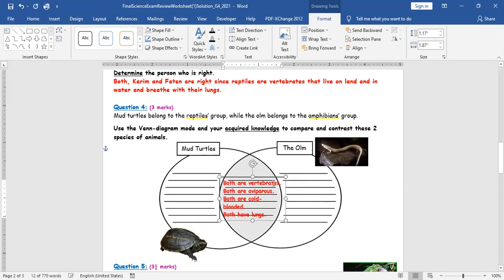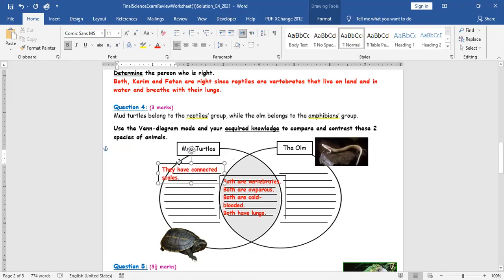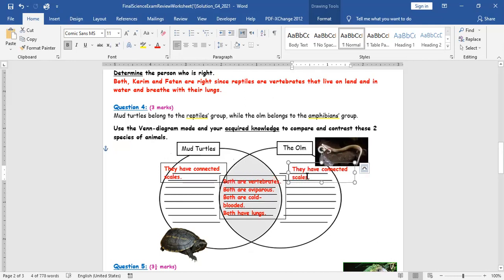Okay, let's start with the differences. Each time you talk about a point in one side, so let's say turtles have connected scales. Their bodies are covered with connected scales. When you talk about what covers their bodies in the side, you have to talk about the same point on the second side. So alms don't have connected scales, but they have a slimy, shiny or moist skin.